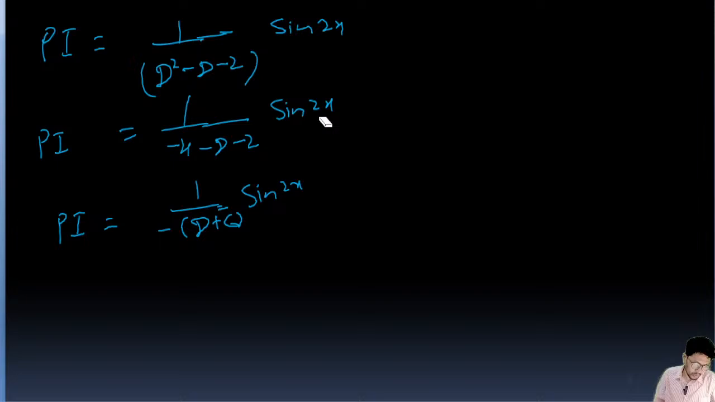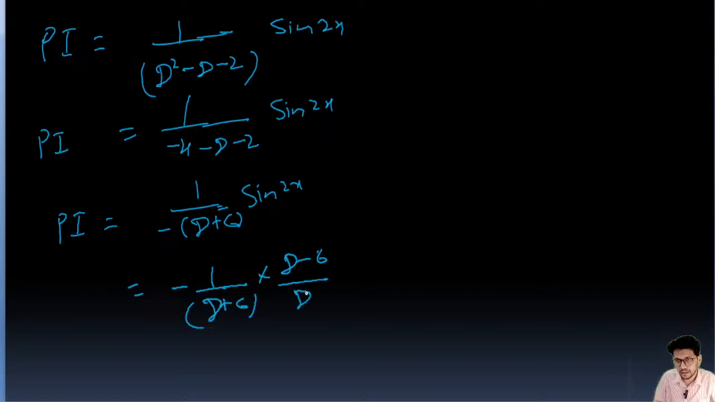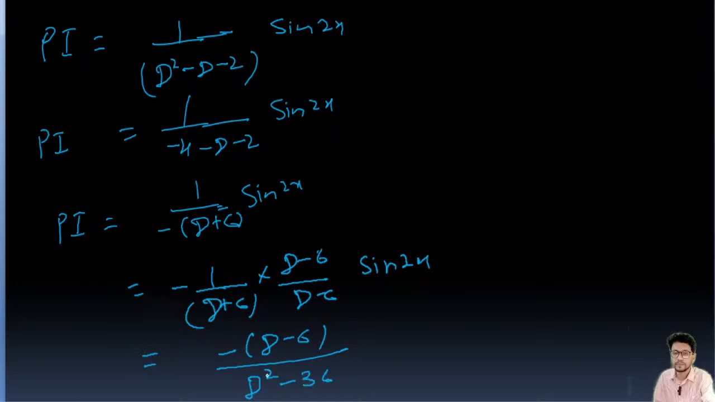So what we are going to do is minus 1 upon (D plus 6), and we'll rationalize it. We have to remove D from the denominator, so we multiply and divide by (D minus 6) into sin 2x. Very simple. So this is going to be minus (D minus 6) upon D² minus 36.